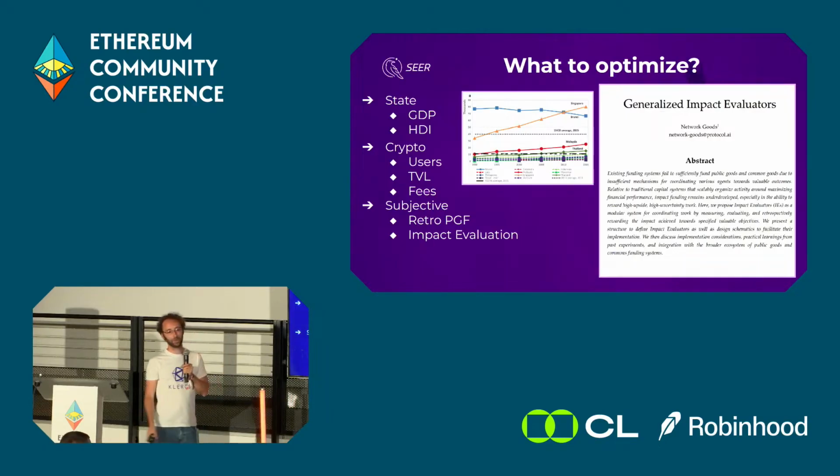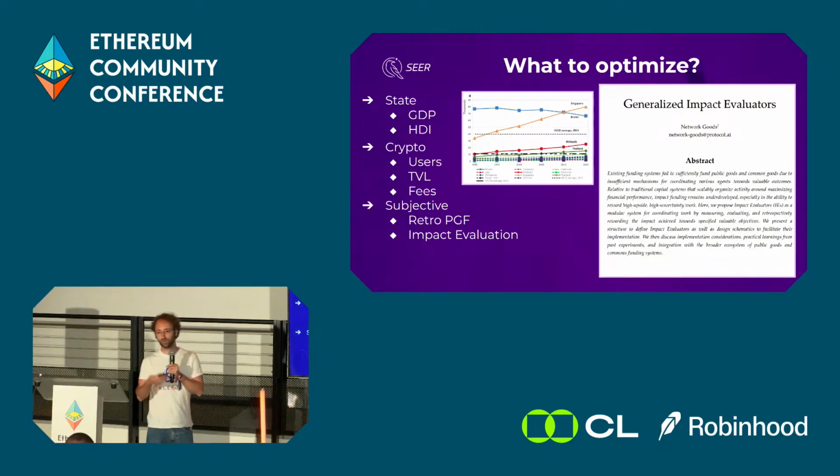But now we see that crypto projects tend to be way more likely to experiment on it. And so they can try to optimize for users, for TVL, for fees. But those metrics cannot give the full picture of how successful the project was. And sometimes we need some subjective evaluation.